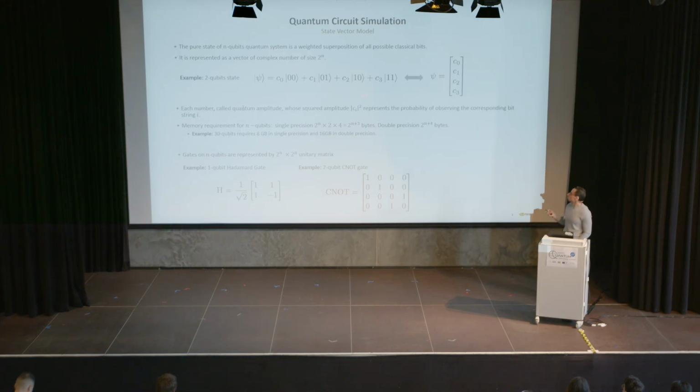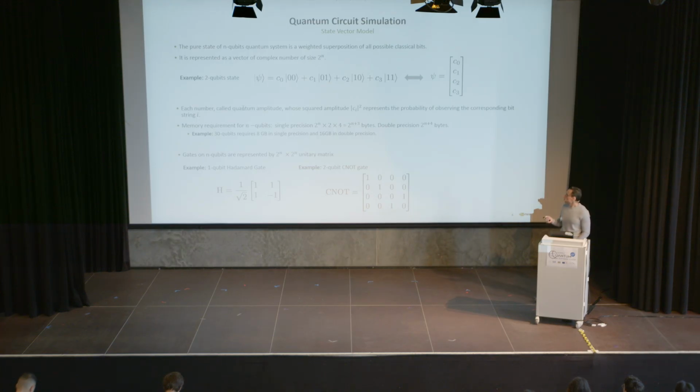Now, it's important to note here that which bit string an amplitude corresponds to is implicitly encoded in the location of the amplitude within the state vector. So for example, the amplitude C2 corresponds to the probability of measuring the bit string 10, because 10 is a binary representation of its index 2.